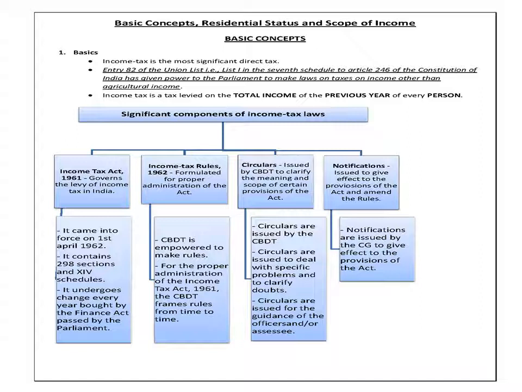Third, circulars, and fourth, notifications. These circulars and notifications are issued by the CBDT. What is CBDT? It is the Central Board of Direct Taxes. Circulars are issued by the CBDT to clarify the meaning of certain provisions in the act. Some provisions or meanings in the act we might not understand. For that, circulars will be issued by the CBDT, just for clarity's sake.